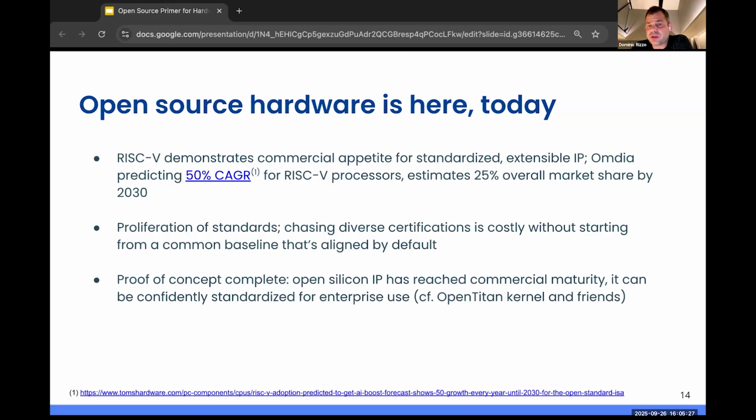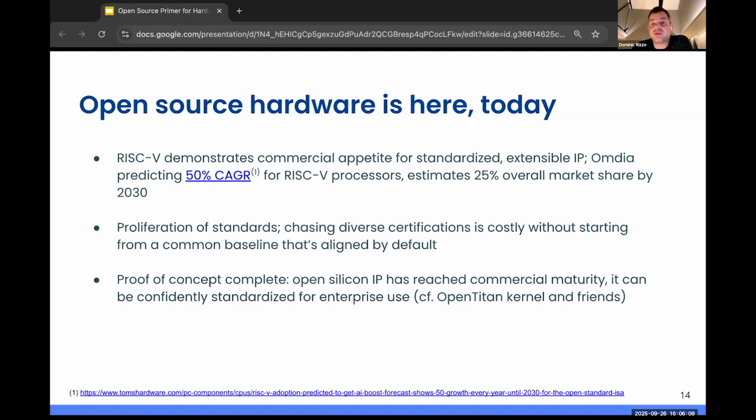Some of the other reasons driving the adoption of open source silicon today: there's been a proliferation of standards. I think the Cyber Resiliency Act in Europe has done a large and pretty good job of reorienting people's focus on the need to really bake the security into the silicon and manage that throughout its entire life cycle. But chasing all these diverse certifications can become very costly and very complex if you're not starting from a common baseline. It is not the easiest thing to manage and navigate on the typical timelines in which you want to ship silicon.